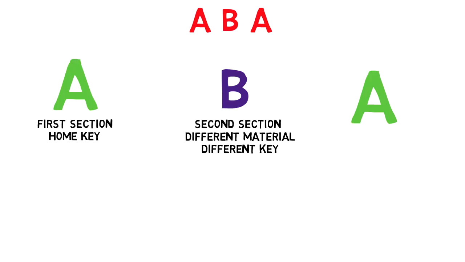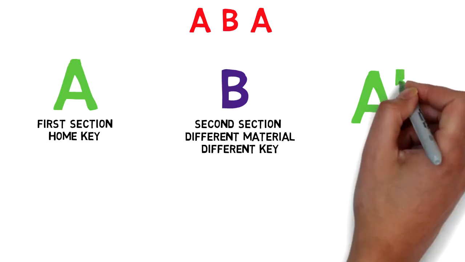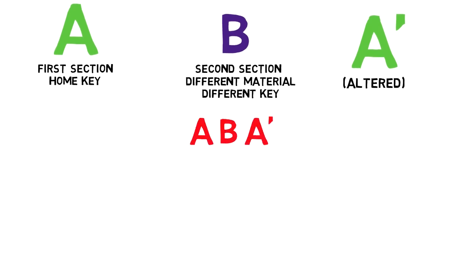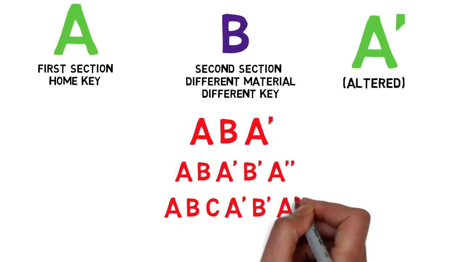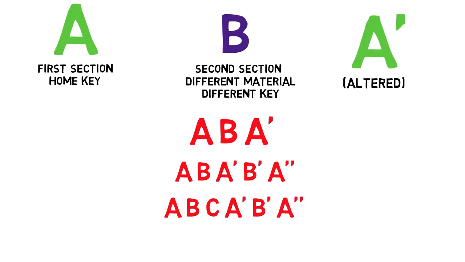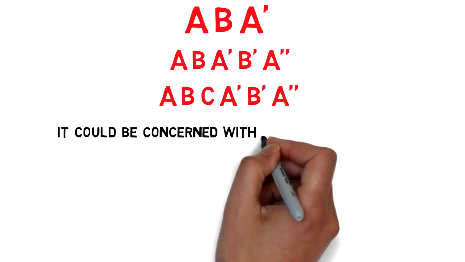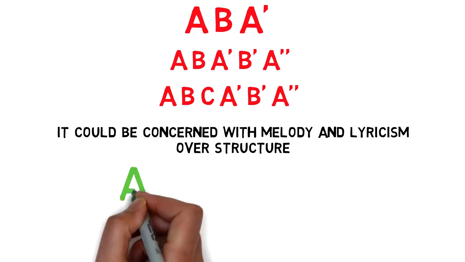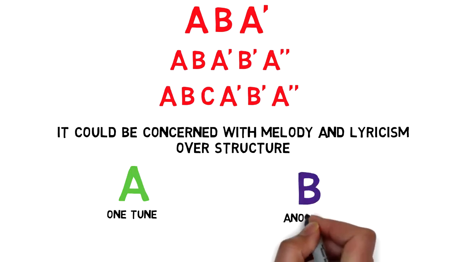But let's say that when we return to A, the composer alters it just a little bit to keep things interesting. In that case, we put a little mark here to mean altered. So a slow movement could be ABA or ABA-BA or something more complex, but working along these principles. And as I say, this system is really handy for writing out all kinds of different structures. On the other hand, the slow movement could simply be concerned with beautiful melody and lyricism rather than structure, so it could simply be A as one tune and B as another.